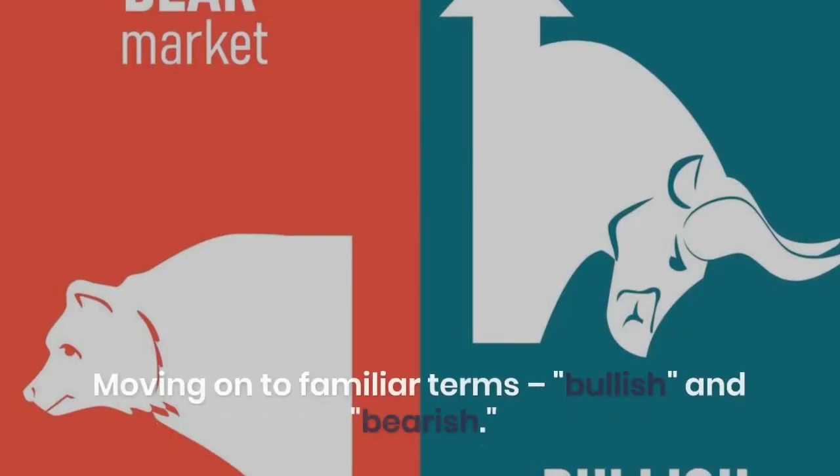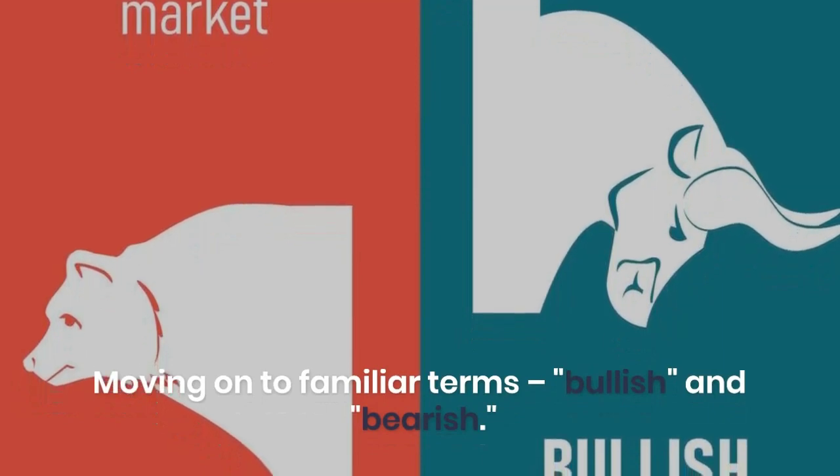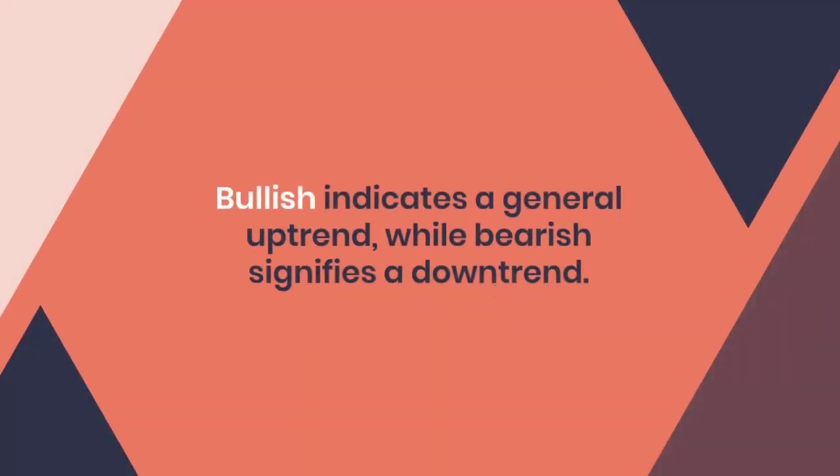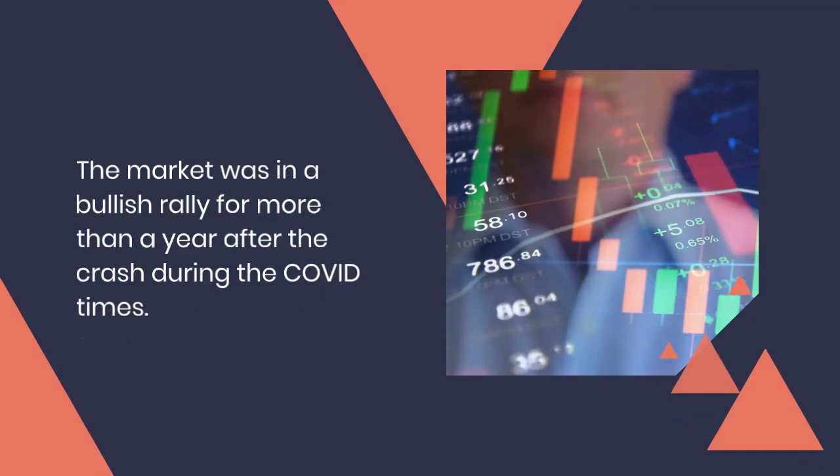Moving on to familiar terms, bullish and bearish. Bullish indicates a general uptrend, while bearish signifies a downtrend. For example, the market was in a bullish rally for more than a year after the crash during the COVID times.